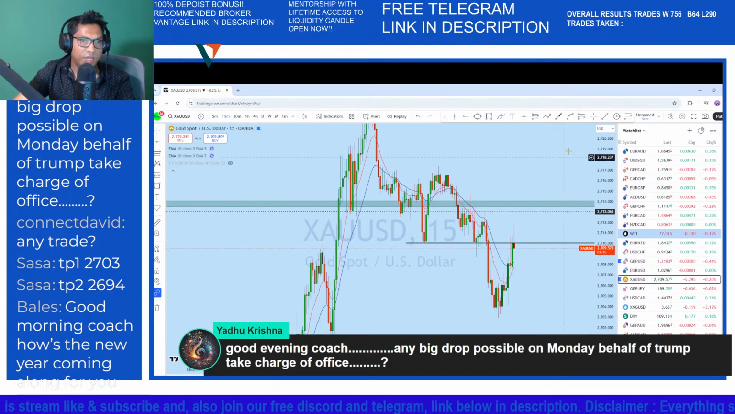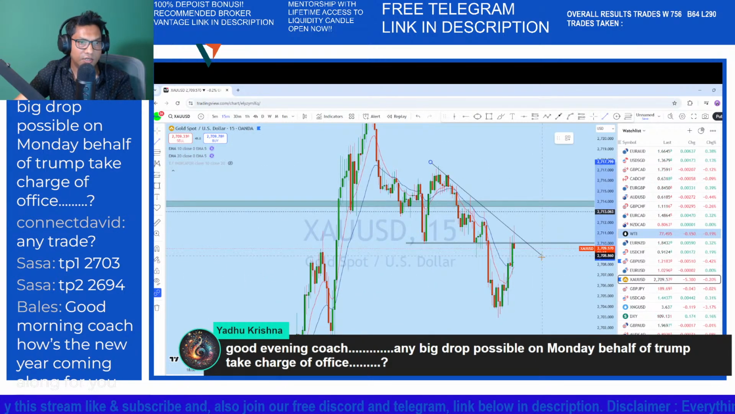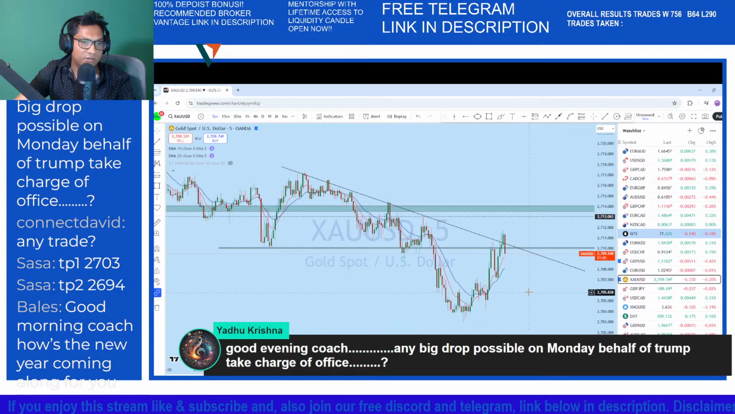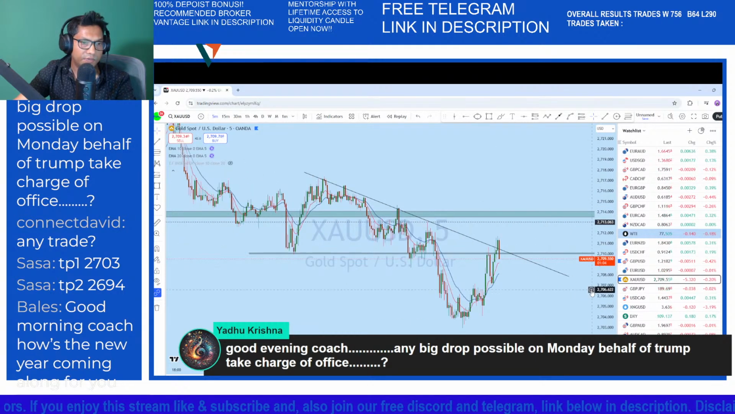And looking at here is the resistance line, which is an important level of resistance at the moment, and we may see that the price in the resistance coming here and then returning back to the upside.